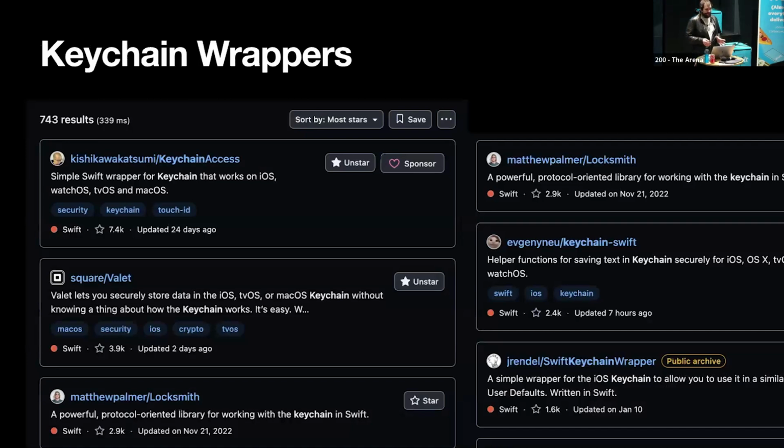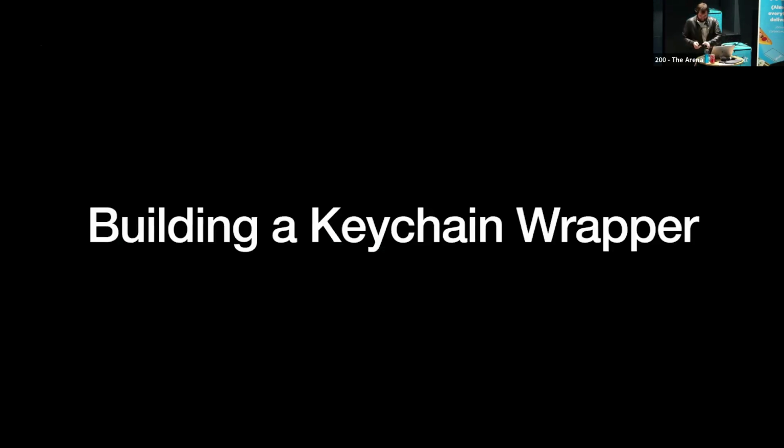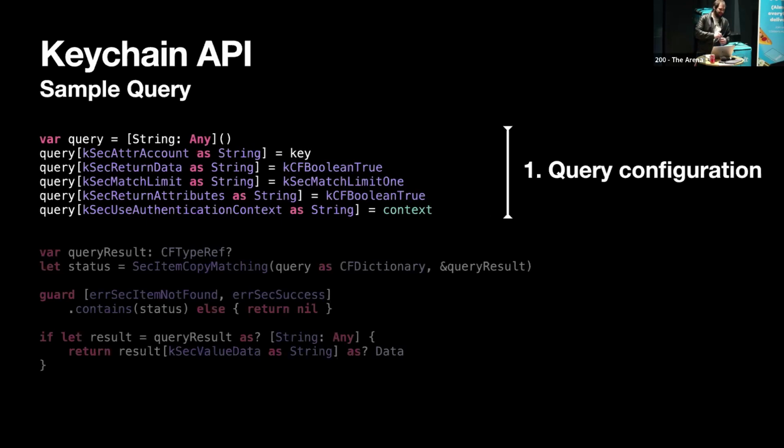So we will go a bit deeper and understand why you can have like 10 different keychain wrappers, and each of them will be a slightly different version. So yeah, let's build one ourselves. Let's get back to the query that we were working with.